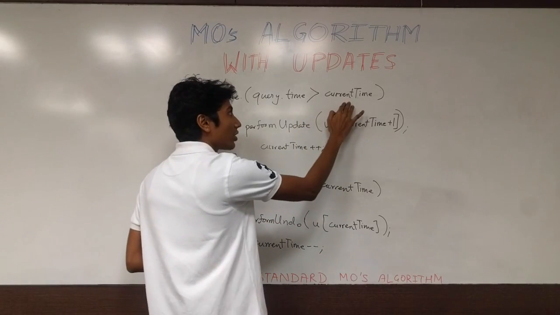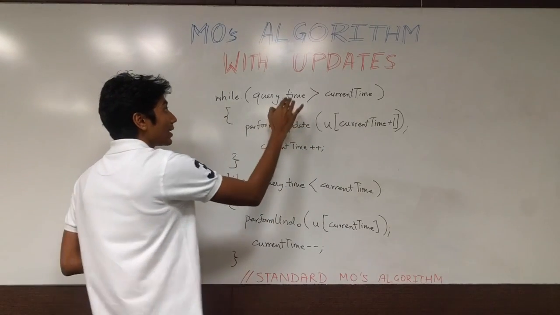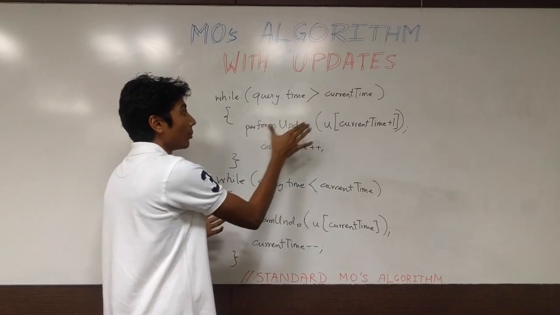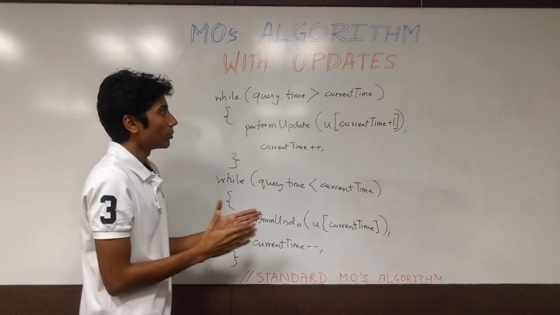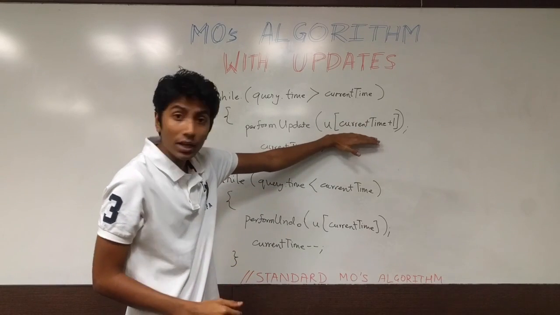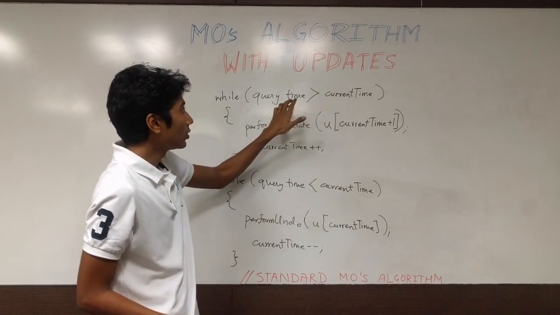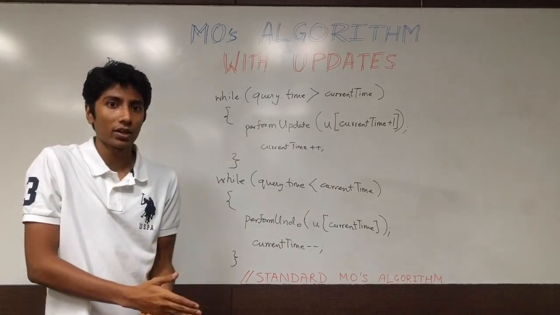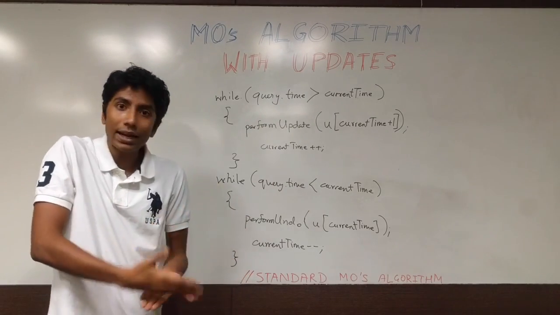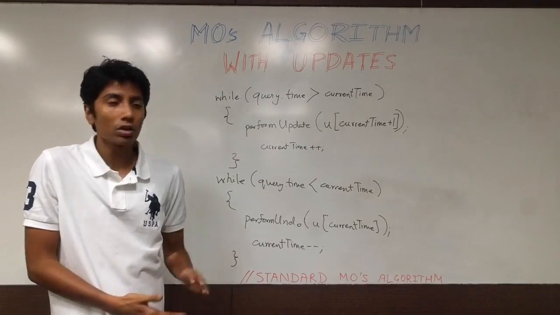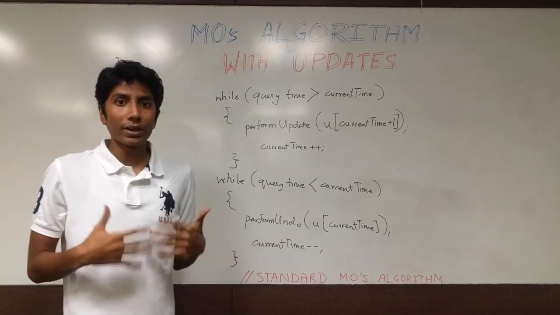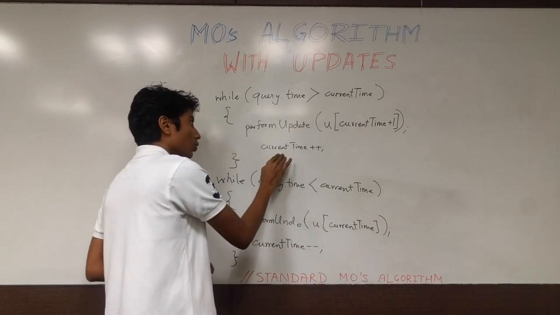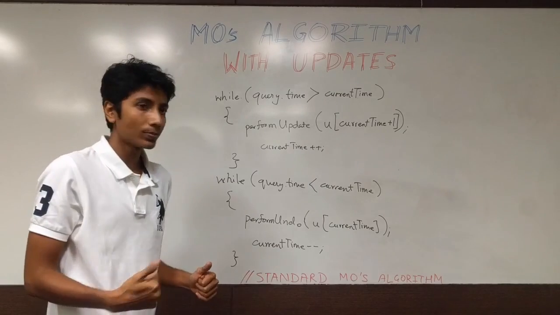If the number of updates you have done till now is actually less than the number of updates required for this query to be processed, then you need to perform more updates. Well, all the updates after the current time up to the time of the query. Right? Time signifies the number of updates done till that point. So for a query, it is the number of updates done till that query was met in the original order, and current time means the number of updates you have done right now. So you perform the update and then you increment the number of updates you have done till now.